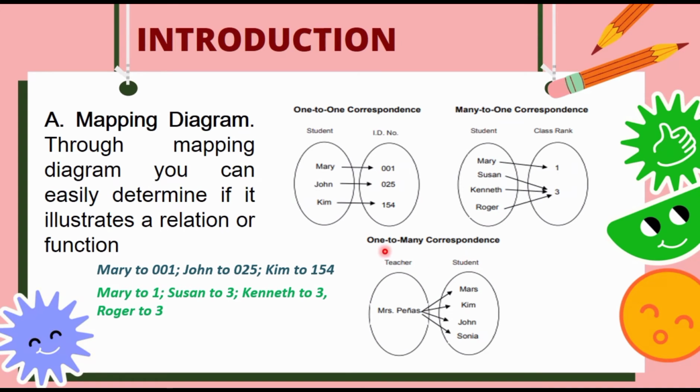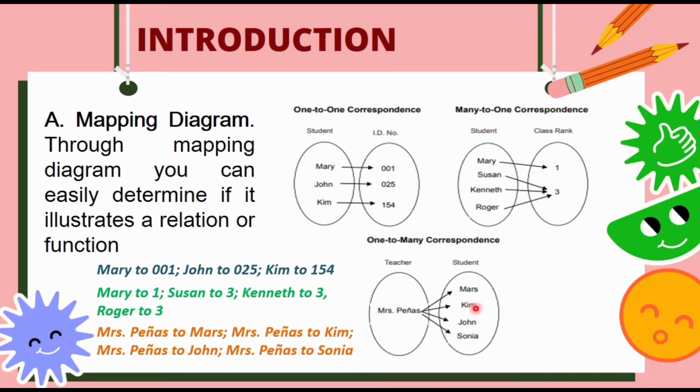Okay, last, we have one-to-many correspondence. So, teacher and student. Mrs. Peñas to Mars, Mrs. Peñas to Kim, Mrs. Peñas to John, and Mrs. Peñas to Sonia. As you can see in our one-to-many correspondence, it is clearly illustrated that it is not a function. It is simply a relation.